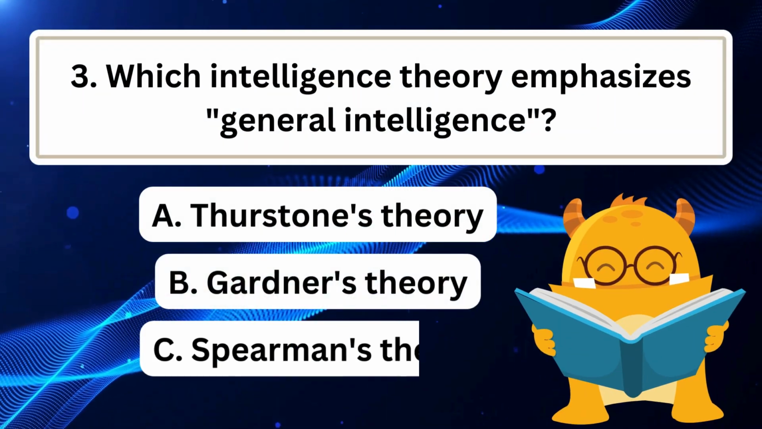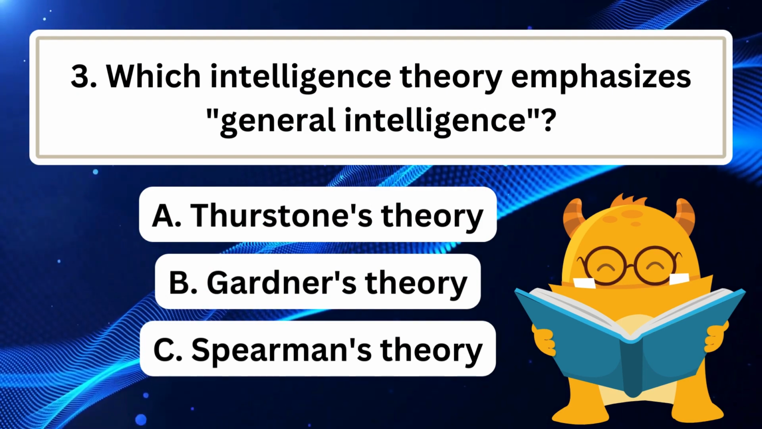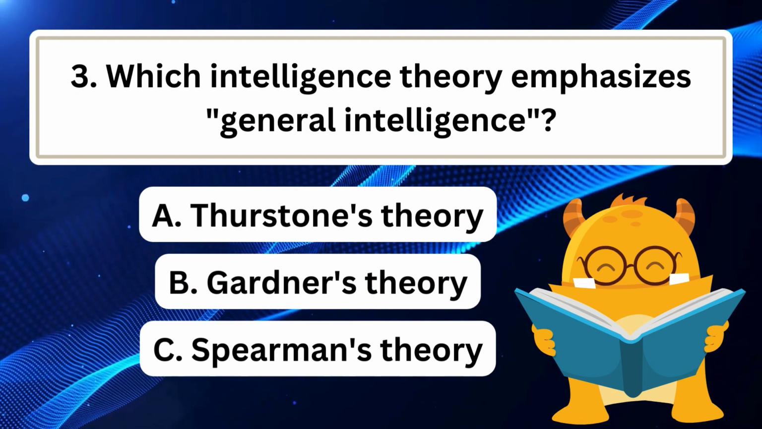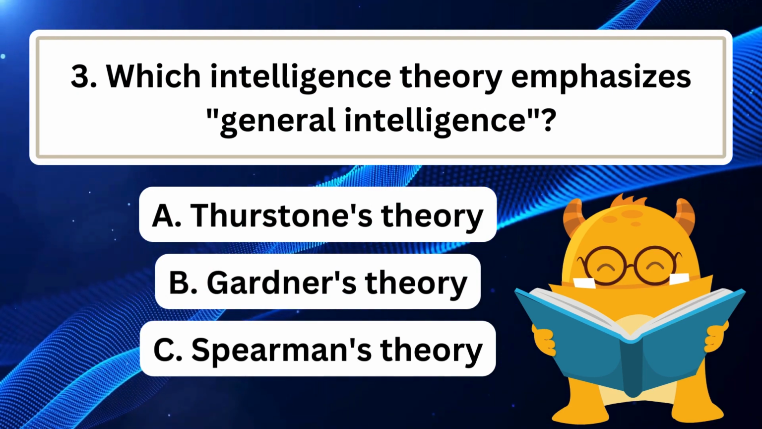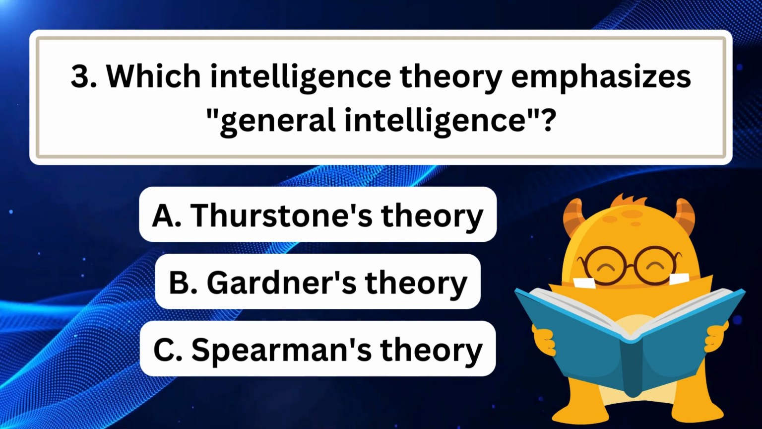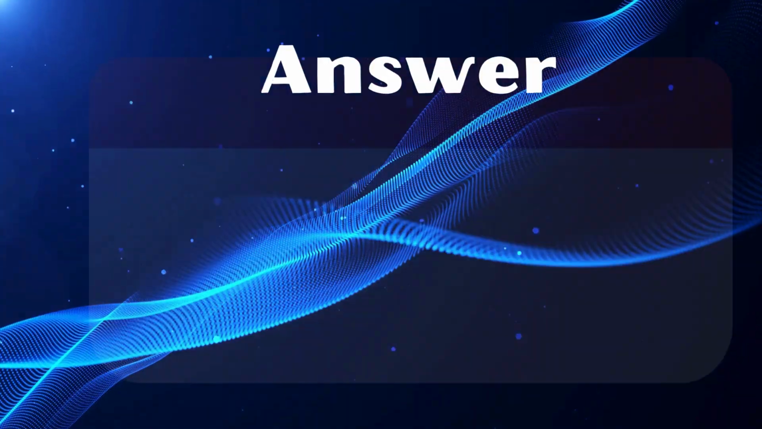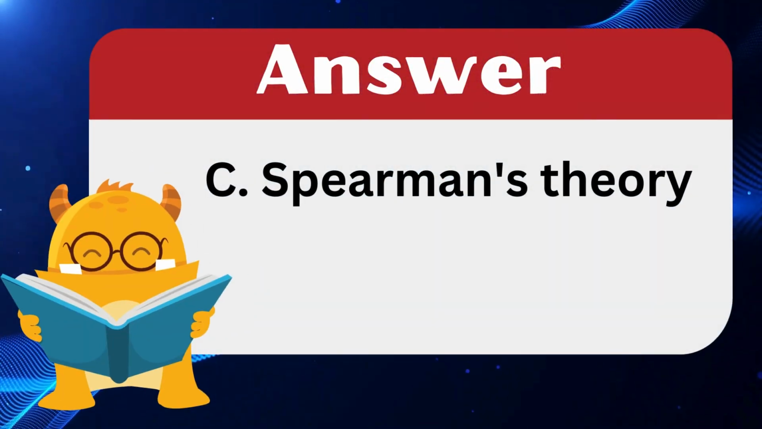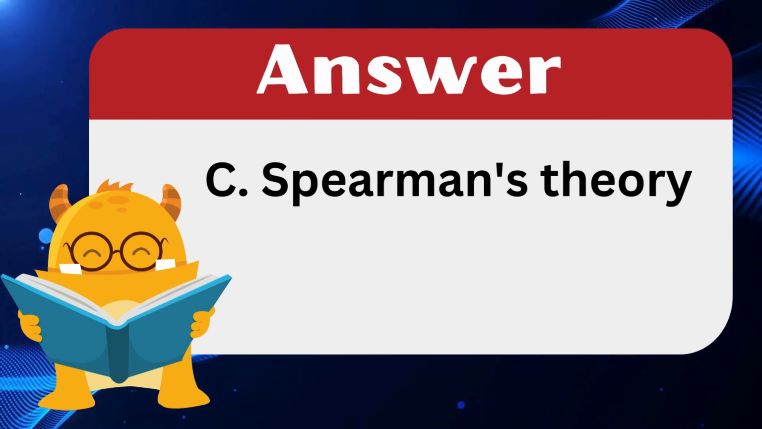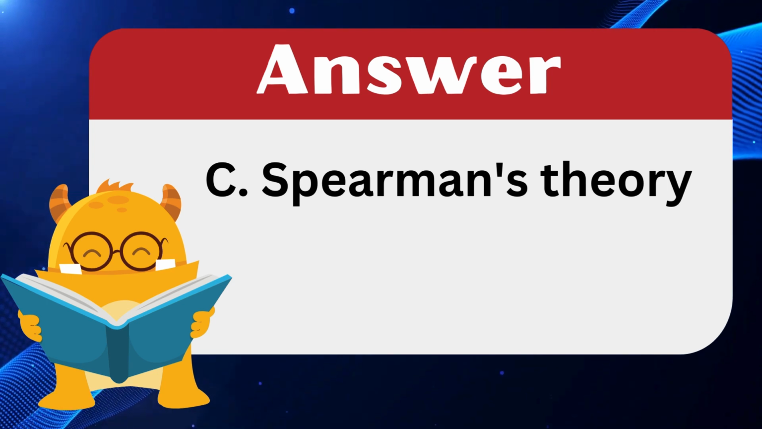3. Which intelligence theory emphasizes general intelligence? A. Thurstone's theory. B. Gardner's theory. C. Spearman's theory. C. Spearman's theory. Spearman's theory focused on general intelligence, the g-factor, through factor analysis.